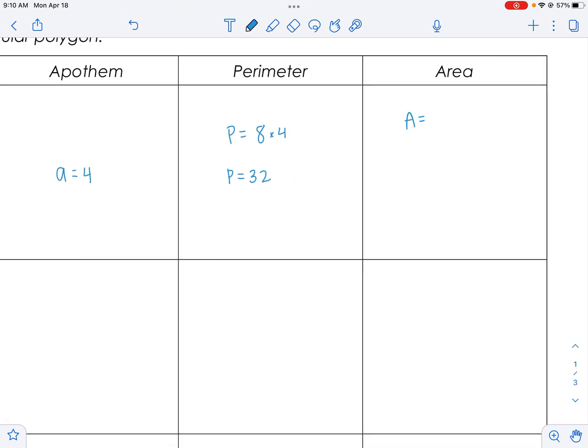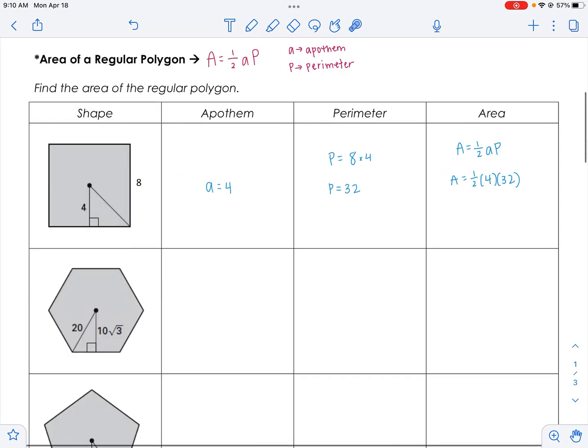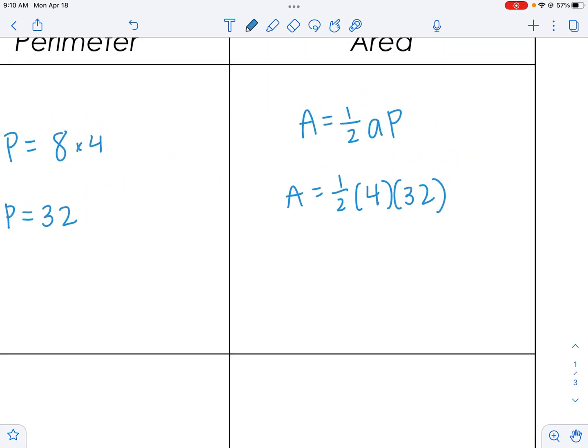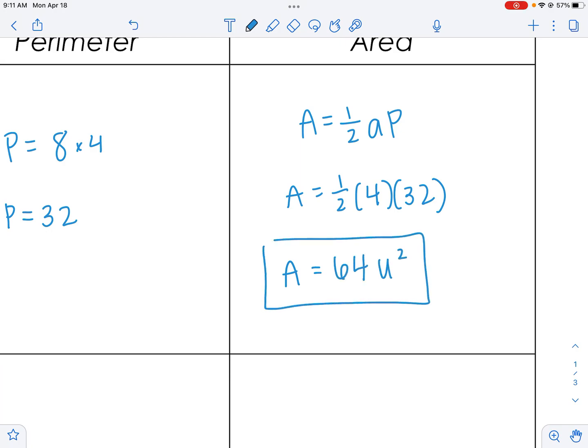So to find the area, I'm going to write out my formula. I'm not going to cut out steps, being sure to show my work. So area equals 1/2. Well, the apothem is 4 and the perimeter was 32. Not 8. That's where people tend to go wrong. Remember, perimeter is all the way around. So I could do 4 times 32 and half it, or to do this without a calculator, asking yourself, what's half of 4? Well, half of 4 is 2, and then what's 2 times 32? That would make the area of the square 64 units squared.